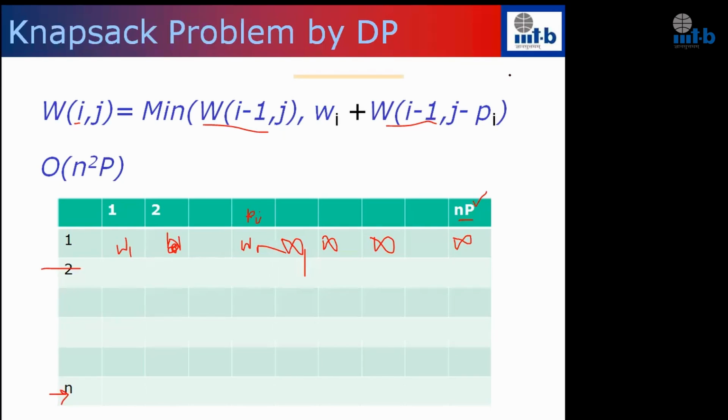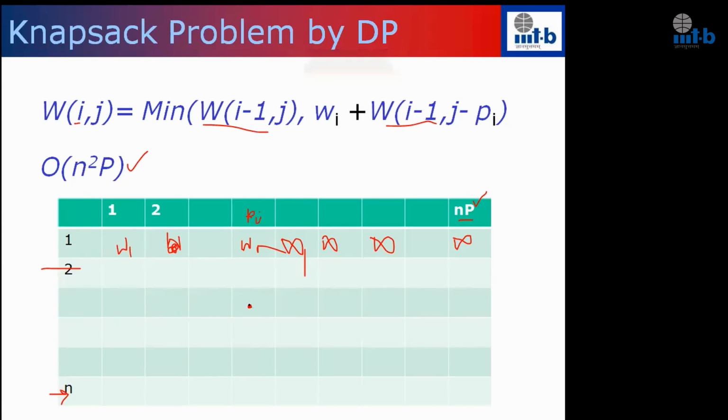Okay, so just use this as a DP table. So this is a DP table of size n cross nP. So the size of the table is n square P, right? n into nP. So i varies from 1 to n, and j will go from 1 to nP. So the size of the table is n square into P.